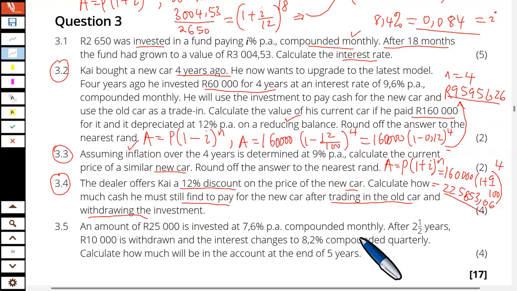What are we supposed to do here? Calculate how much cash he must still pay after trading in his old car and getting the investment, because when he trades in the old car, there is some money that it is worth, that is going to be used to make sure that the new car is not very expensive. You see? So let's do this one together. 3.4 is just 4 marks. Very, very easy. I wanted Popilo to join us, Senulu, just to do this finance.